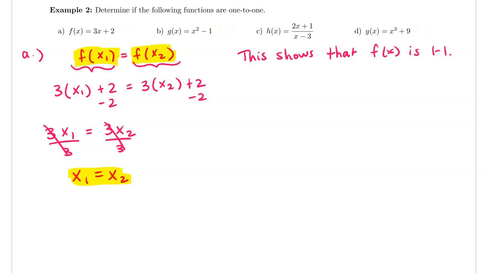All right, let's try it for a different example, because you might be looking at this algebraic process and saying, isn't that going to happen every single time? Not quite. So let's look at example B.